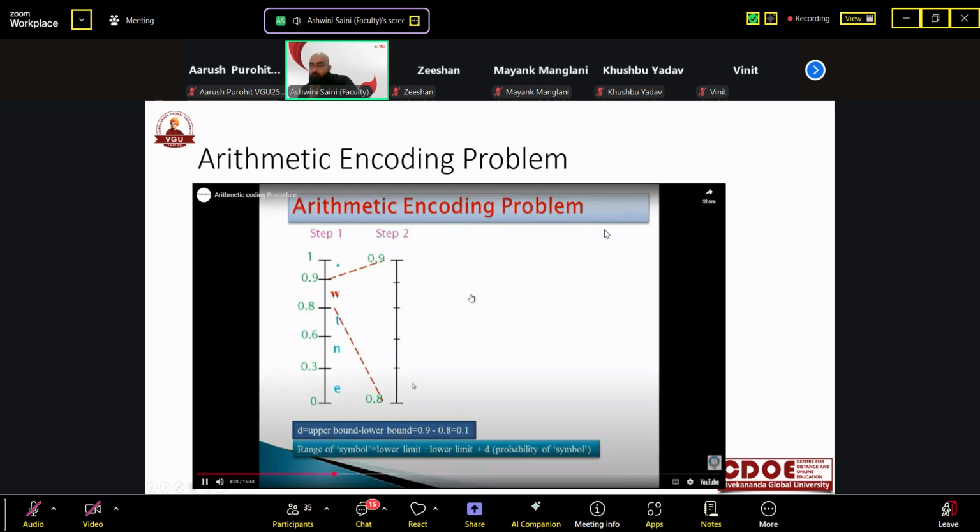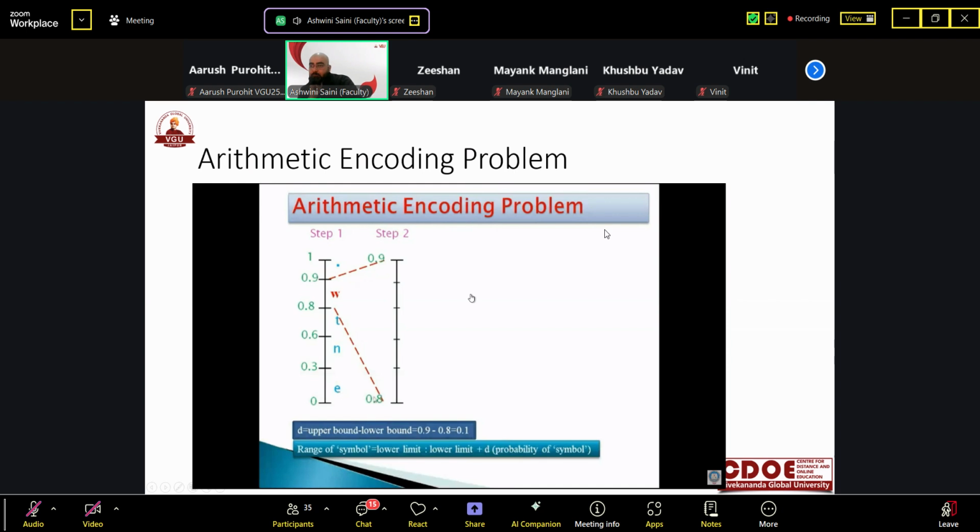Now we need to calculate the range of E. The formula is already known, so we substitute the values. For the range of E, the lower limit is 0.8, D is 0.1, that is the difference, and the probability of E is 0.3. After substituting these values and calculating, we get the range 0.8 to 0.83.